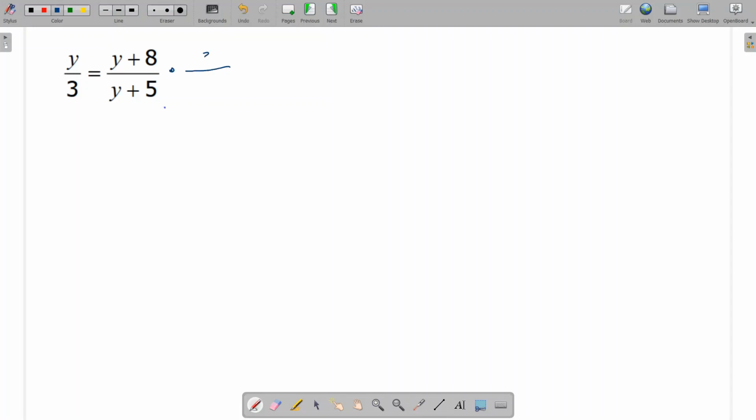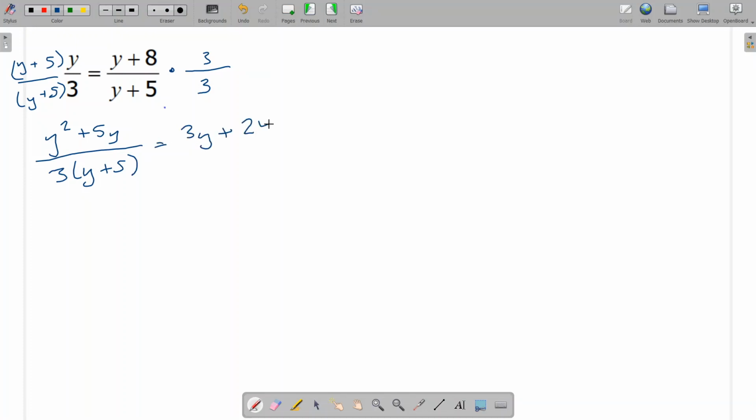Okay, same thing. Let's get a common denominator. When we multiply this out, we get y squared plus 5y over 3 times y plus 5 equal to 3y plus 24 over 3 times y plus 5. So just like the previous ones, since the common denominator is there, we're just going to set the numerators equal and solve.